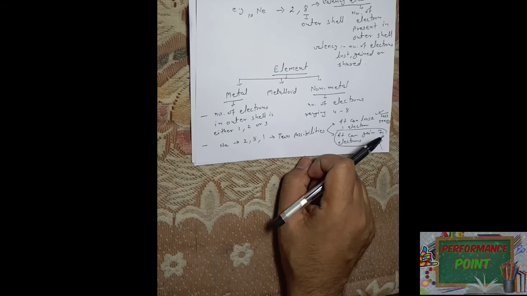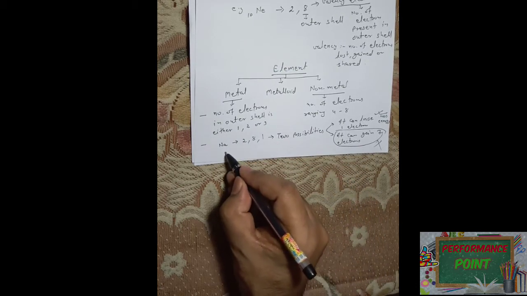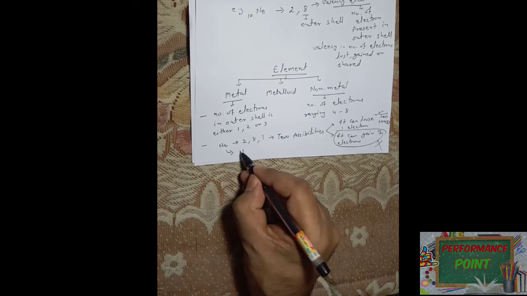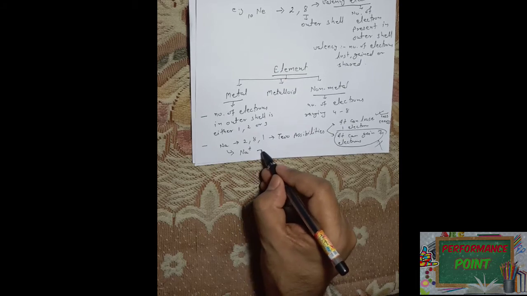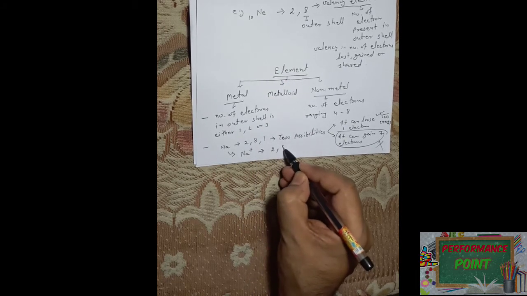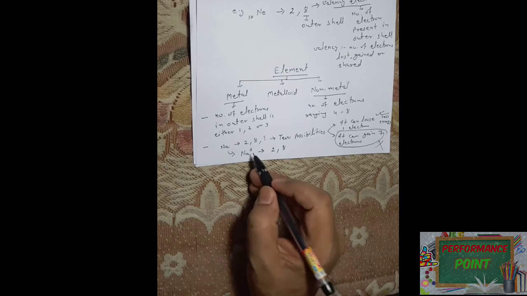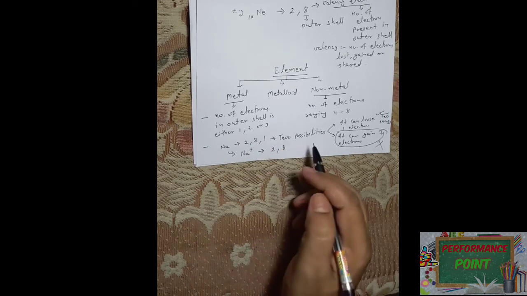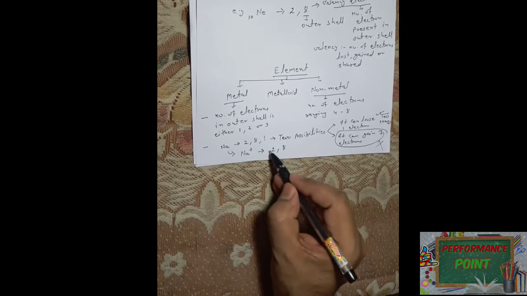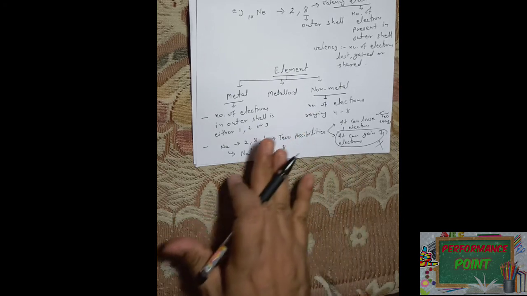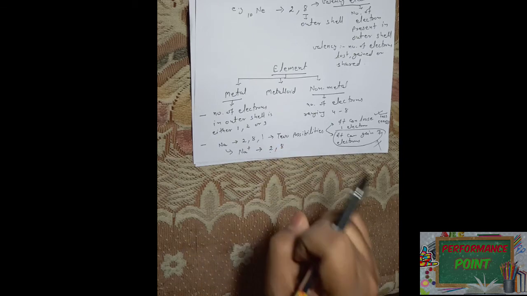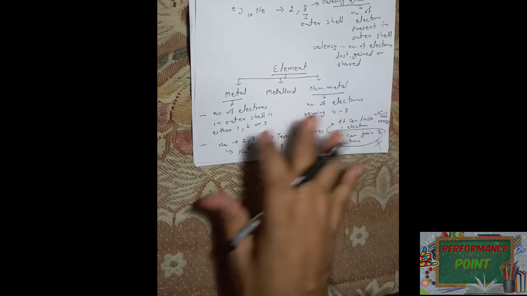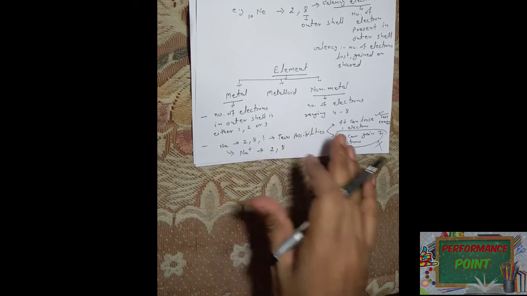Now, if less energy is needed to lose 1 electron, what will happen? Sodium will convert to Na+, which has the electronic configuration 2 and 8. Na+ means it has already donated 1 electron, and now it has the structure 2 and 8. So this is the stable structure, and the purpose of getting stability is solved here.